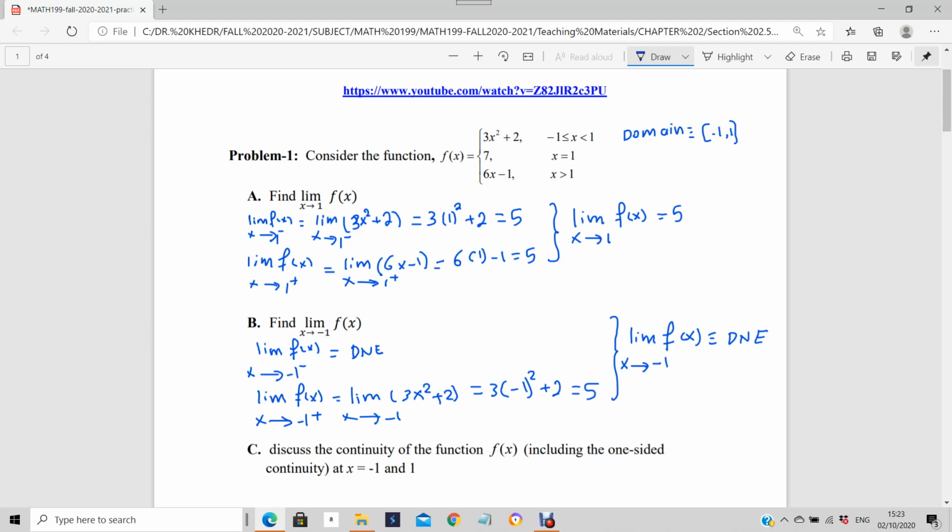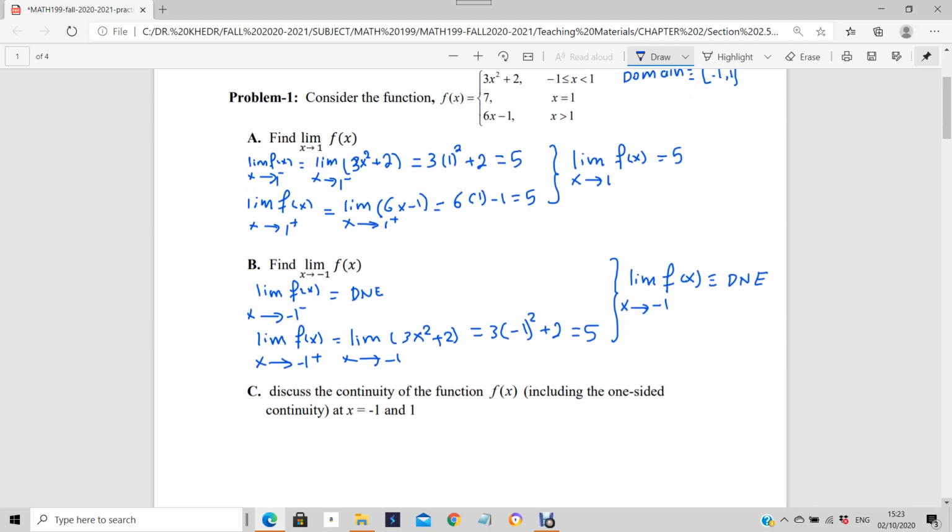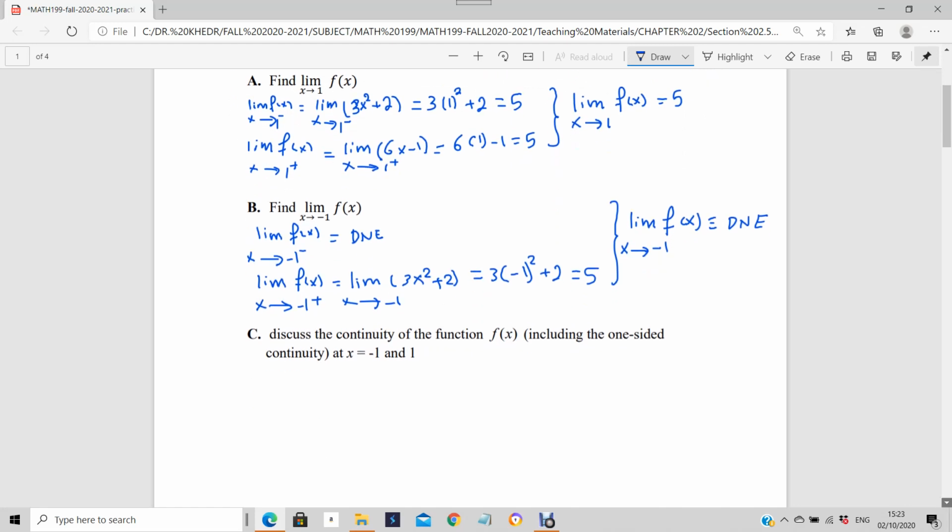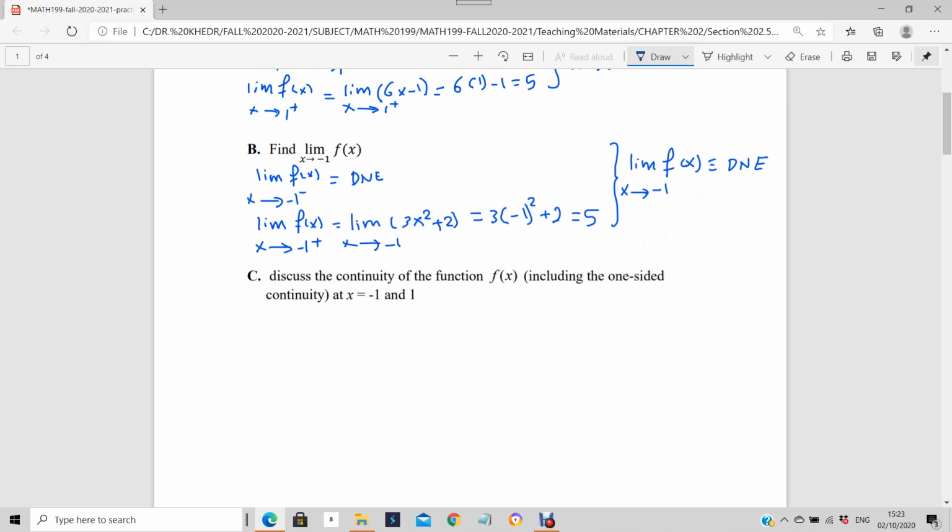Now part C of the question: discuss the continuity of the function f of x, including the one-sided continuity at x equals minus 1 and at x equals 1. So let's start with the first point, at x equals minus 1. Now we found in part B that the limit does not exist. So from part B, lim f of x as x goes to minus 1 does not exist.